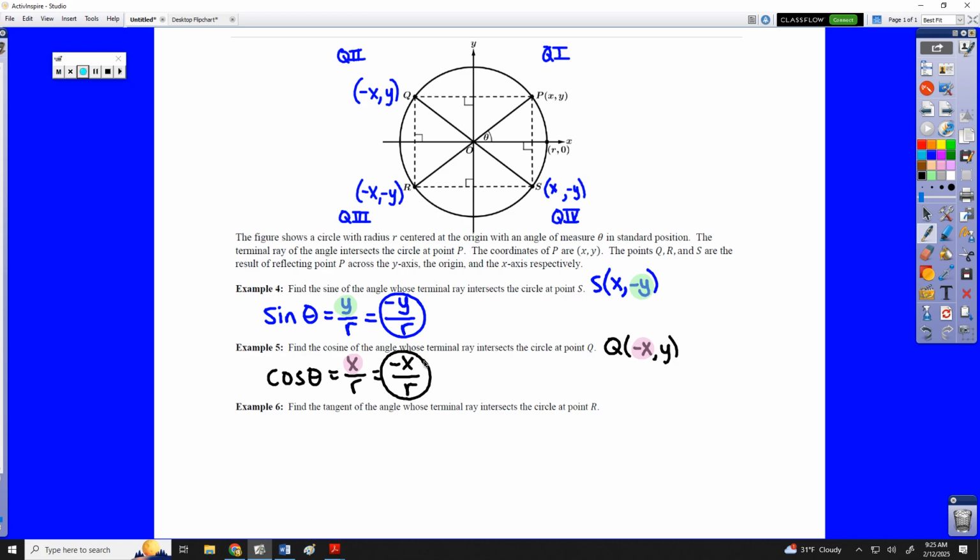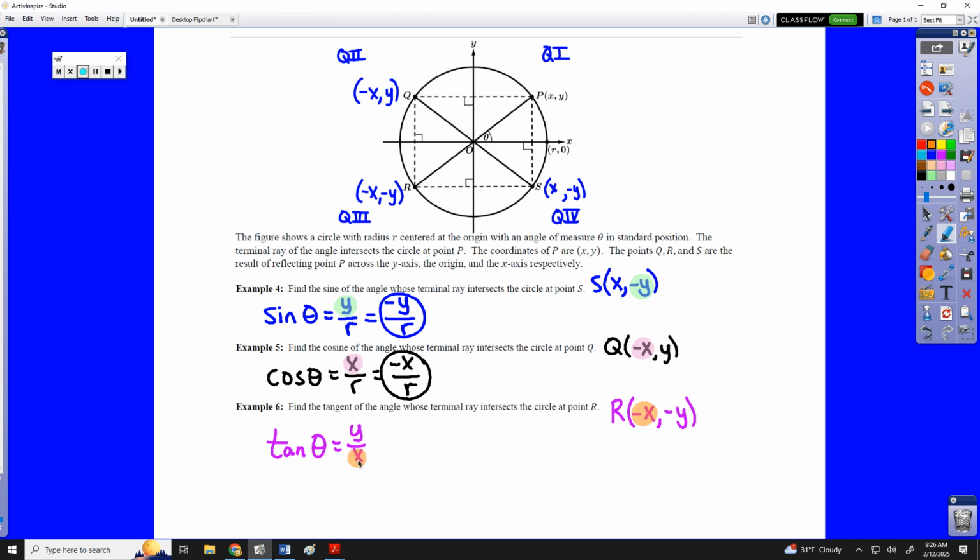Finally, in example 6, we're asked to find the tangent of an angle whose terminal side intersects the circle at point R. So again, we're going to pull our coordinates of point R, which are negative x, negative y, and we're going to use those for our x and y values in this particular problem. So when we find the tangent of any angle, that is equal to the slope of the terminal side, which is your vertical displacement over your horizontal displacement, or y over x. So again, we're going to be plugging in those two values from point R.